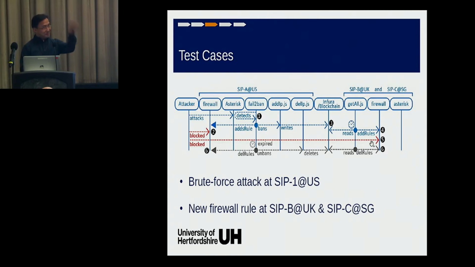I just want to make a REST call and the data is there. Okay, and then this SIP proxy in UK and in Singapore, I put a cron job to run every minute to see if there are any additional attackers being reported. So I also have a client script, a get-all JavaScript, to go to this blockchain to see any new attackers detected, basically. Retrieve all.